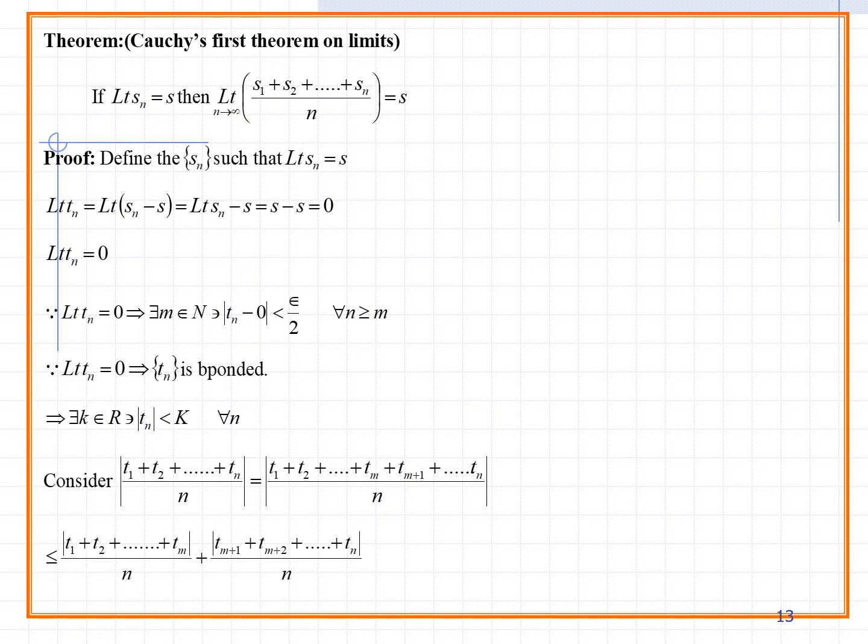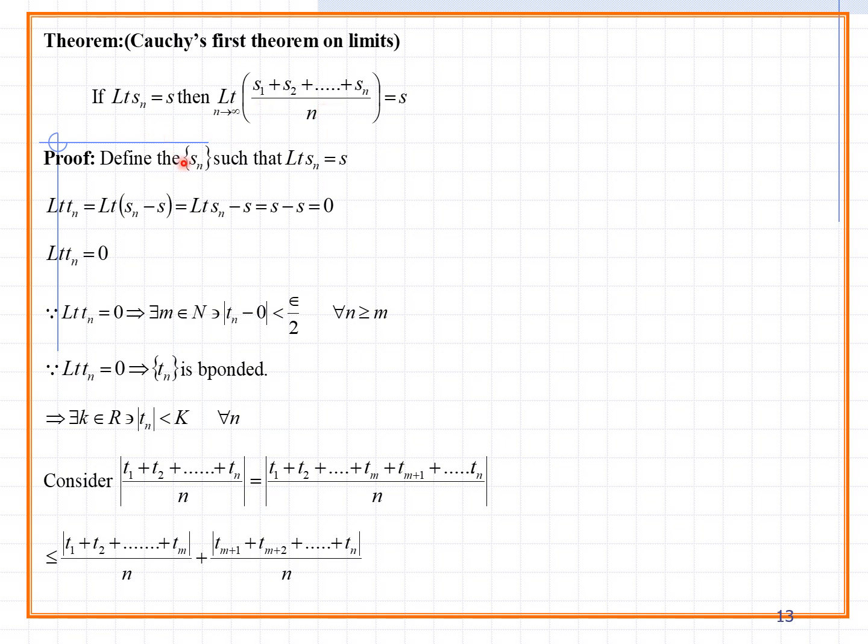So let us see Cauchy's first theorem on limits. Cauchy's first theorem on limits means if limit Sn equals S, then the limit as n tends to infinity of (S1 plus S2 and so on up to Sn) by n equals S. Limit Sn equals S, and at the same time the average by n is also S. So this is Cauchy's first theorem on limits.